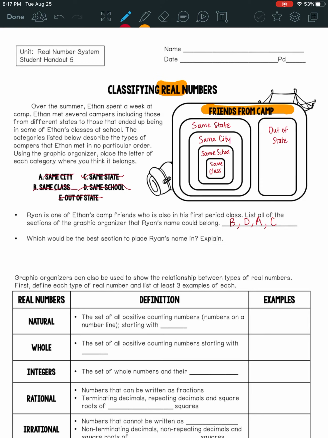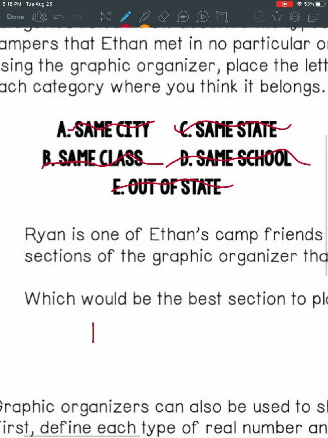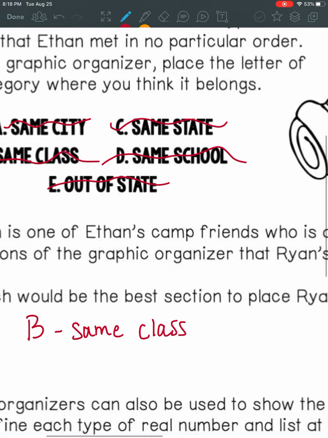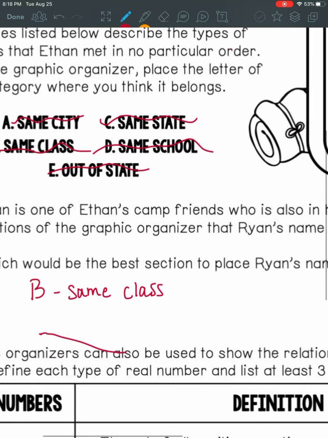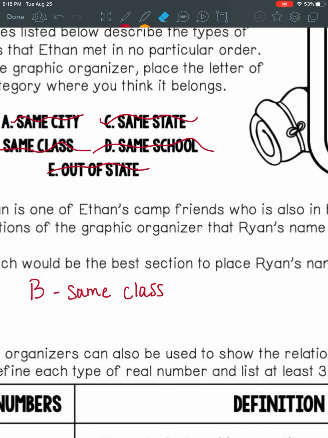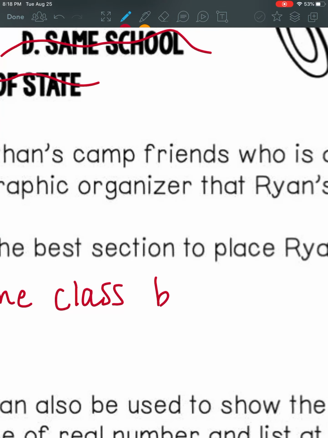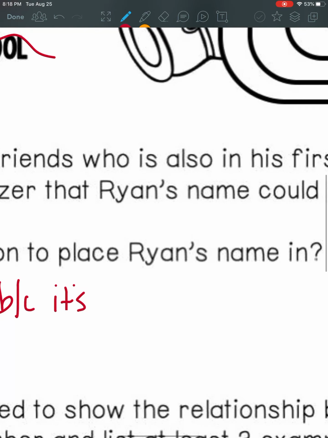Now, which would be the best section to place Ryan's name in? Well, the most specific is B, the same class. So I'm going to say B, same class, is the best section because it's most specific. Same class, because it's most specific.